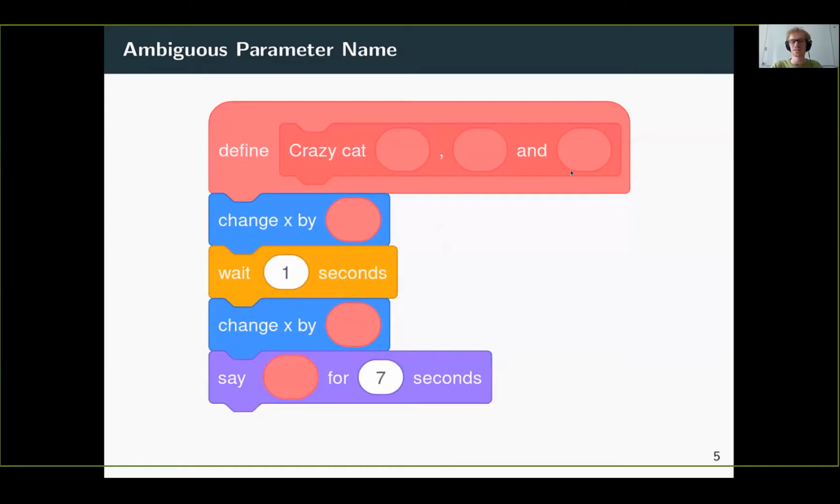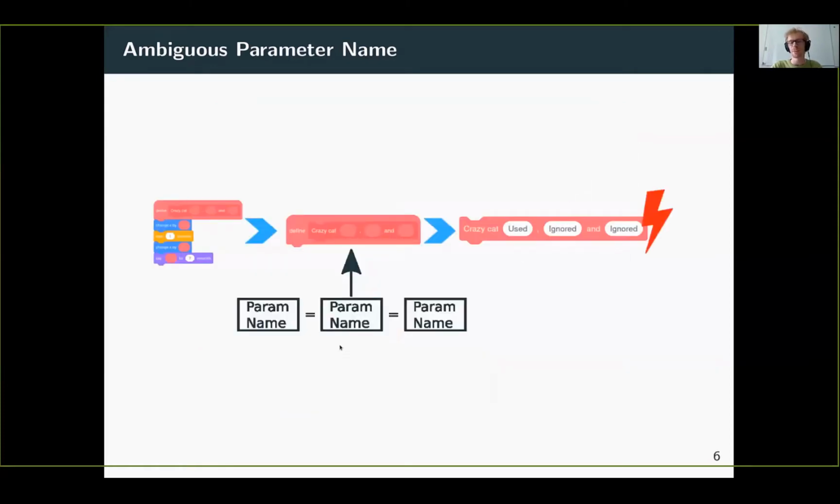So this means that the pattern here is that if we have a custom block with multiple parameters, and some of the parameters have the same name, then some of the parameters cannot be used. So only the first parameter with this name can actually be used in the custom block, which means that the custom block may not be working as it's intended by the programmer.